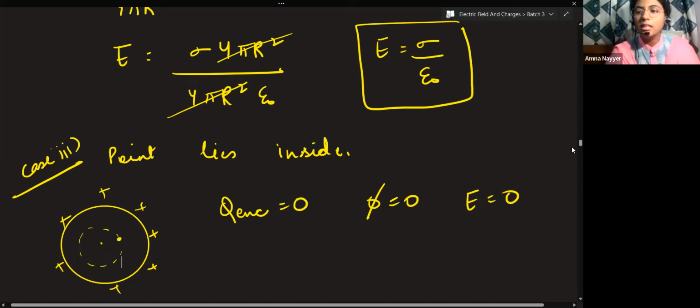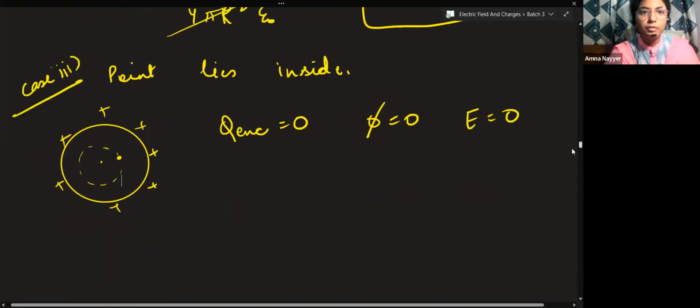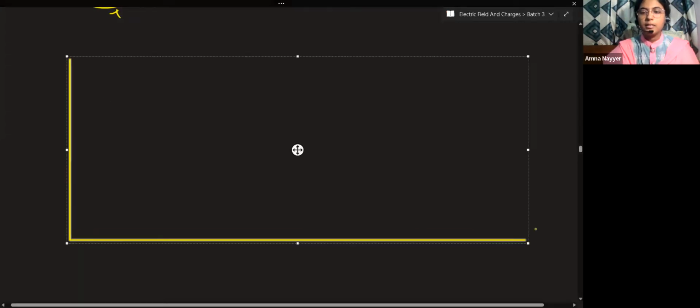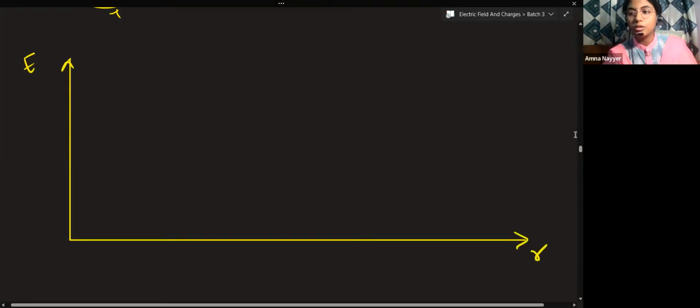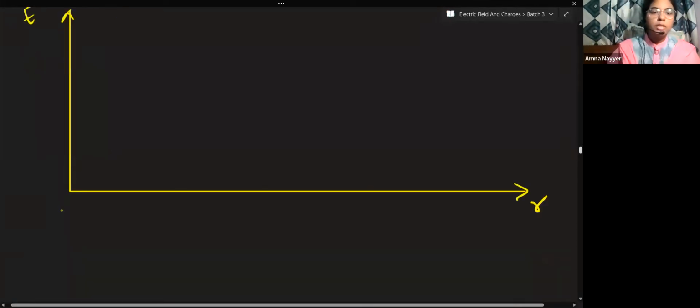So see, we have done 3 cases. Let me summarize it for you with the help of a graph. That will become easier. Just a second. This is the electric field and this is the separation, small r, the radius of the Gaussian surface I've taken. Now, this is the center point where r is equal to 0. Radius is 0 means at the center of the sphere.